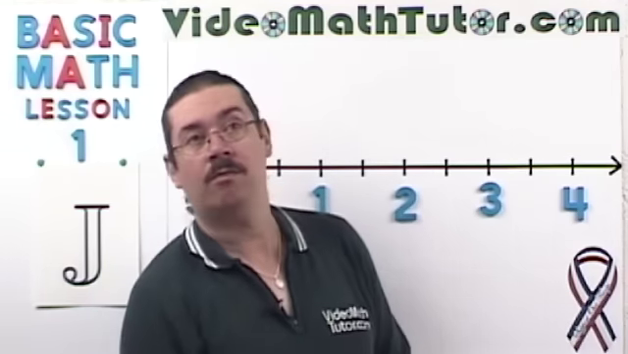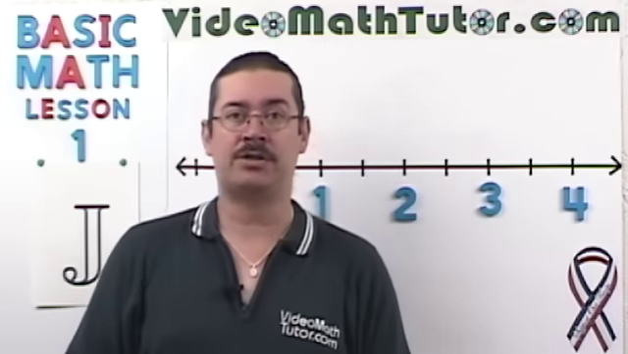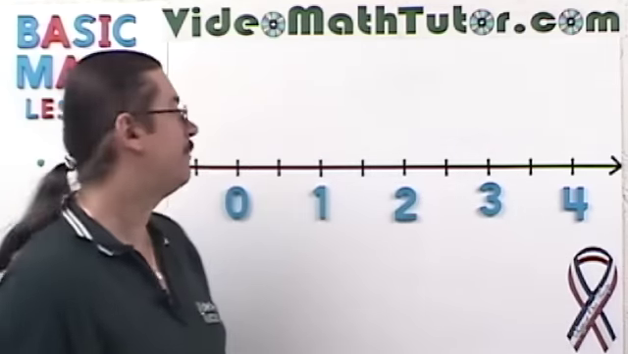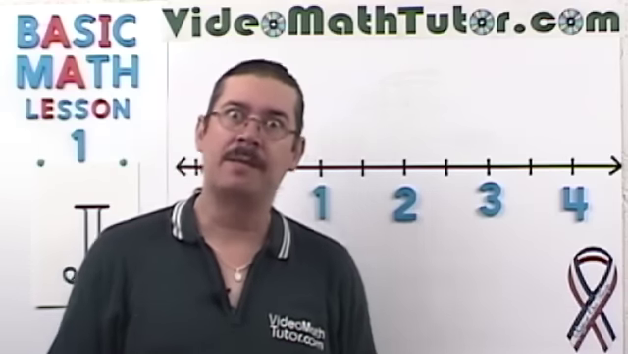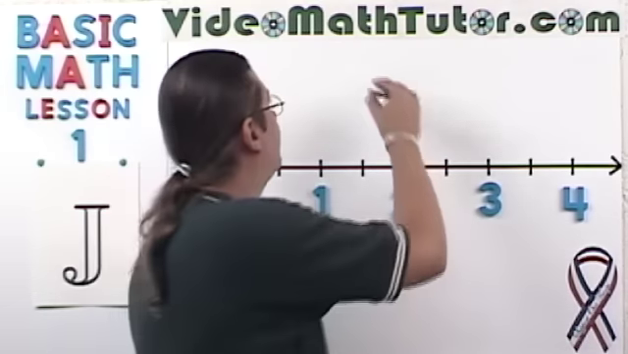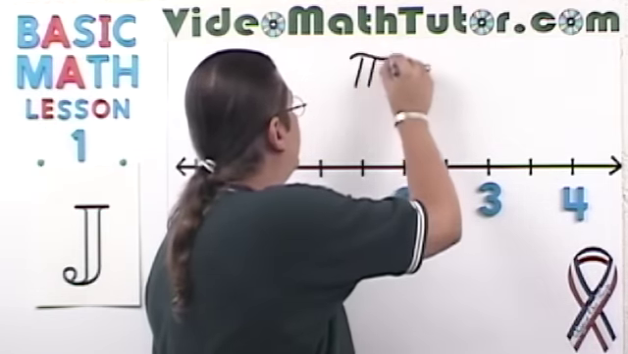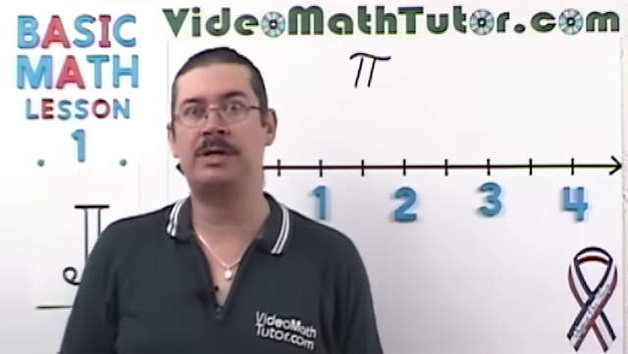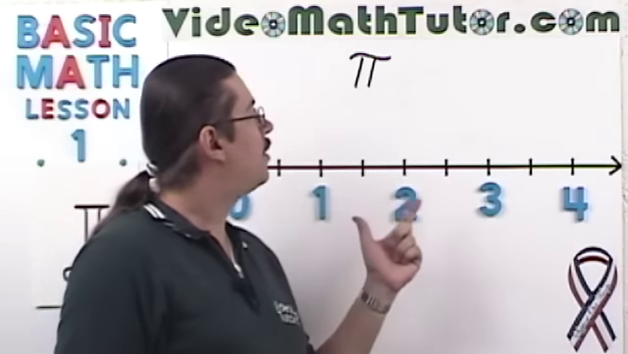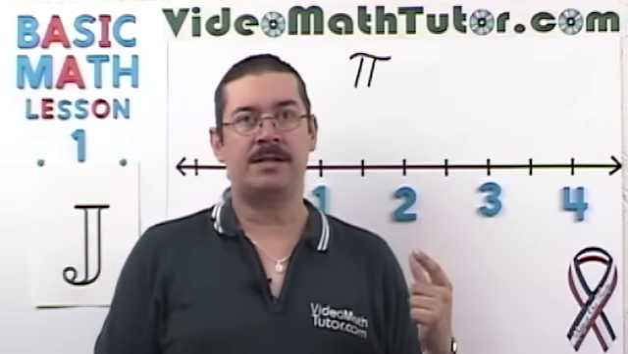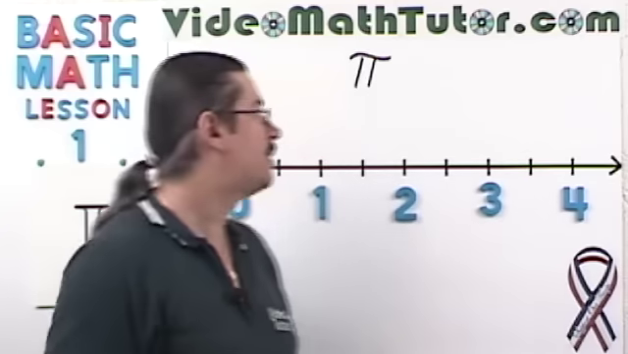Well, the most famous example of an irrational number is pi. No, not that pi. What I mean by pi is this number, pi. It's the Greek letter pi. And, well, what is that number? Well, that's the number that represents the number of diameters that fit on a circle.